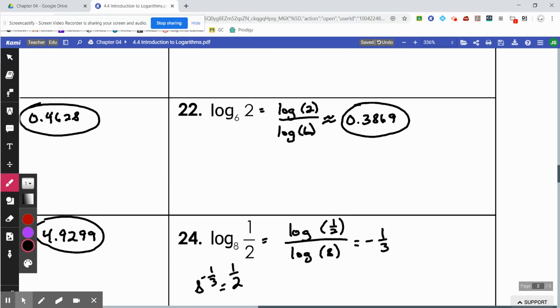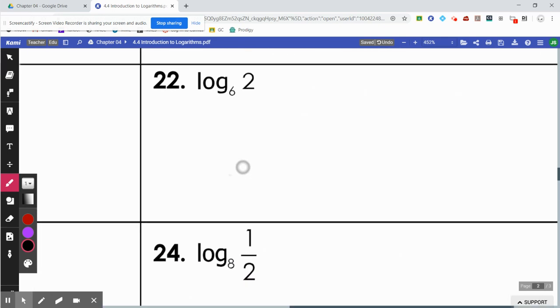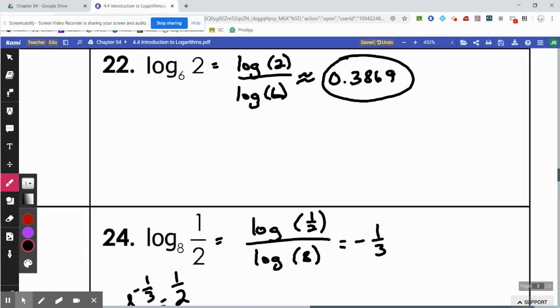Now, let me go back to just one problem to show you something on that change of base formula that we've been working with here, maybe number 22. Just for kicks, just to show you that this change of base formula also works for a natural log. If you'd like, you could do log base e of 2 over log base e of 6. And when you type that in, you would get the exact same answer. So you don't have to change it to a log base 10. You could also change it to a log base e and get the exact same answer.